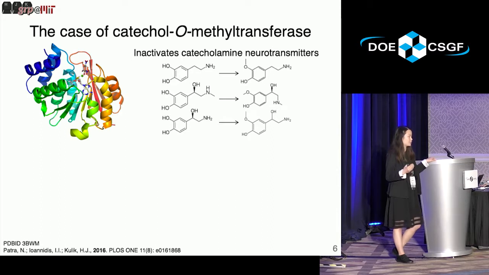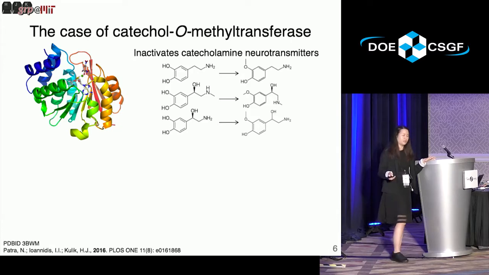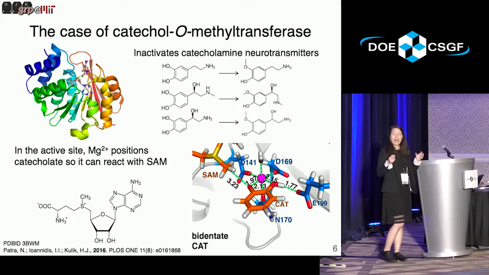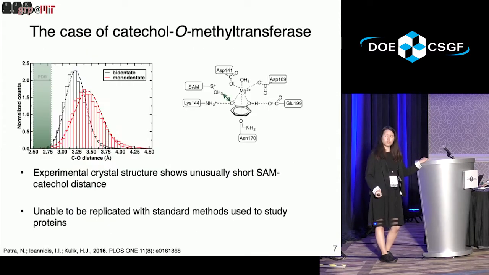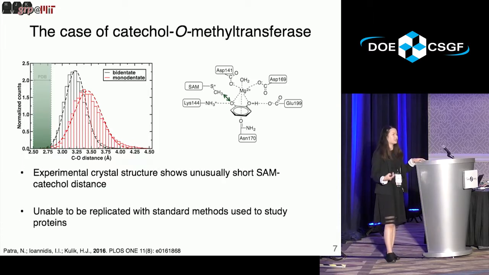maybe this is a source of unusual chemistry. Maybe some of these clashes should really be there. This is the case of catechol-O-methyltransferase, which inactivates catecholamine neurotransmitters, which are things like dopamine. In the active site, the catechol and the methionine, which donates this methyl group, are positioned closely. So closely that in around a dozen crystal structures, they all have a distance range from 2.5 to 2.75 angstroms. However, if we were to model this with standard methods used to model proteins, molecular mechanics, we never simulate this distance. The distance is much longer, around 3.5 angstroms.